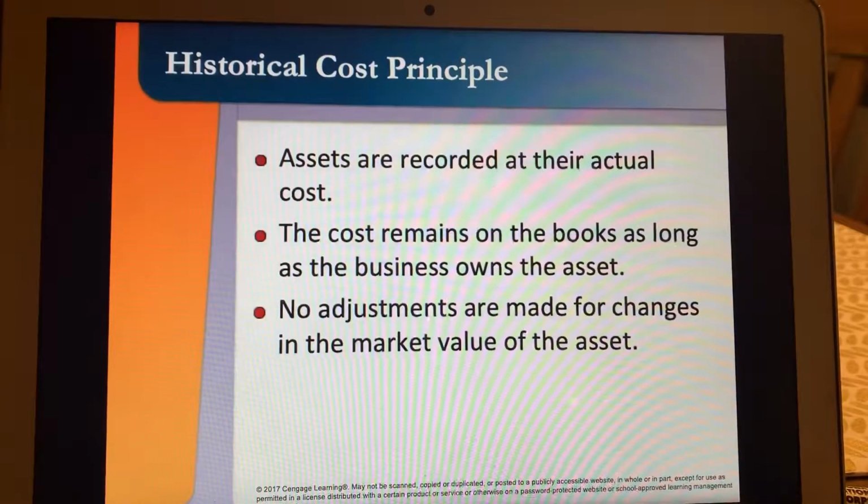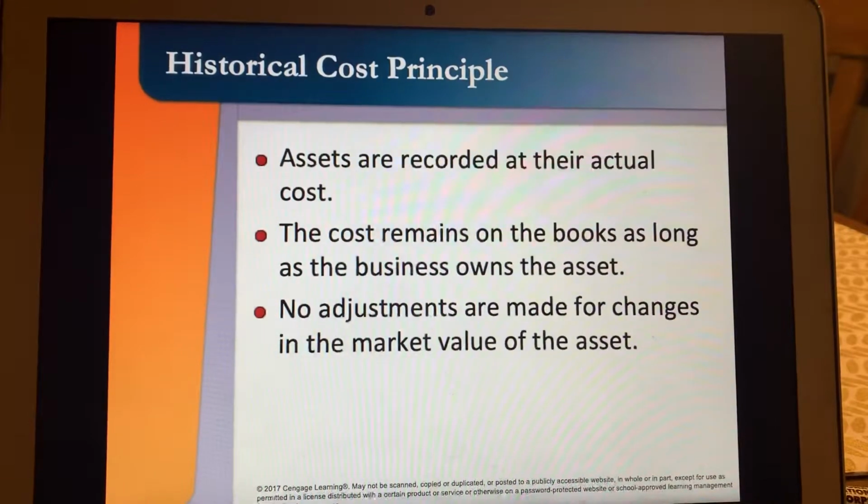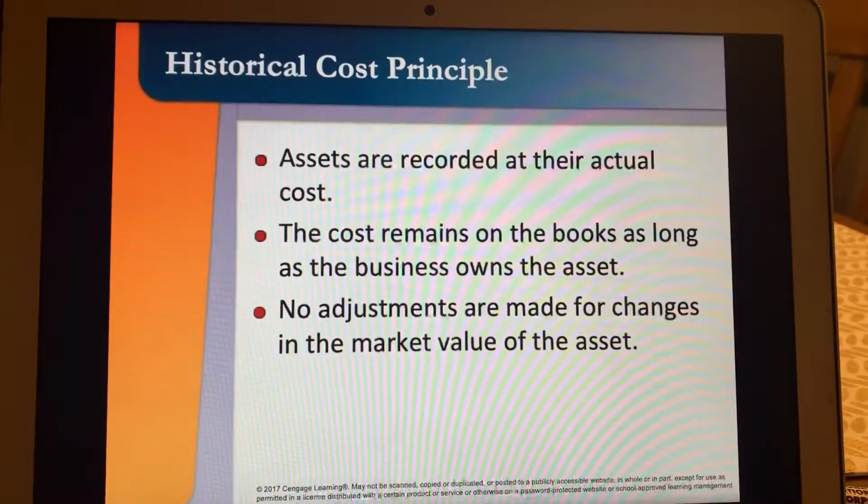So historical cost principle, assets are recorded at their actual costs. The cost remains on the books as long as the business owns the asset. No adjustments are made for changes in the market value of the asset. The only time you realize that is whenever something is sold. Then if you profit, you'll get into that in accounting 200, the second half of accounting 200.